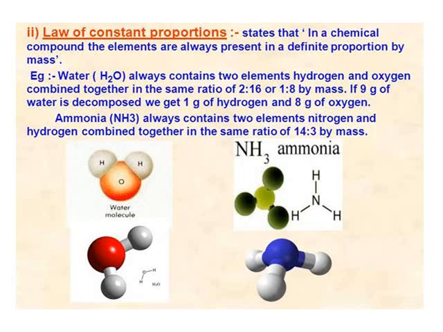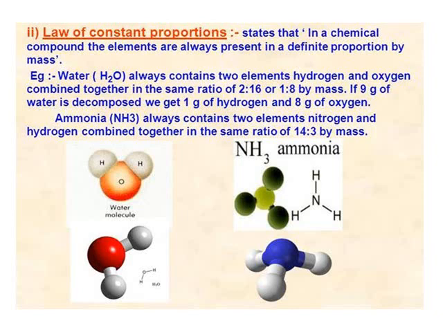So that's what is being given here. Water, H2O, always contains two elements, hydrogen and oxygen, combined together in the same ratio 2:16. How did we get this 2 and 16? It is from the atomic mass. The atomic mass of hydrogen is 1. Here there are two atoms of hydrogen, therefore 2 into 1, 2. And the atomic mass of oxygen is 16. So 2:16. And when you simplify this 2:16, you get 1:8.